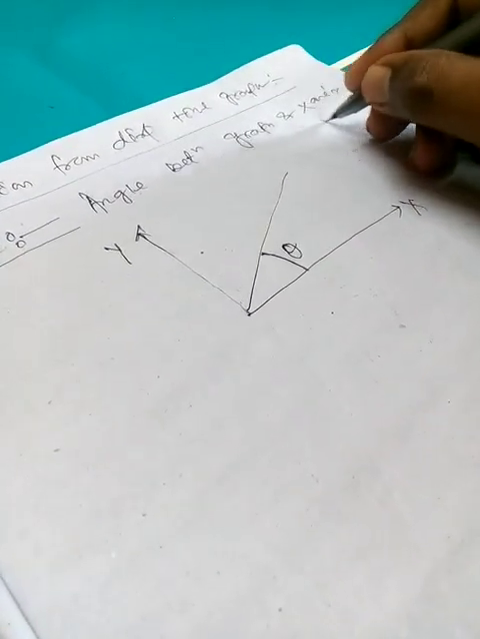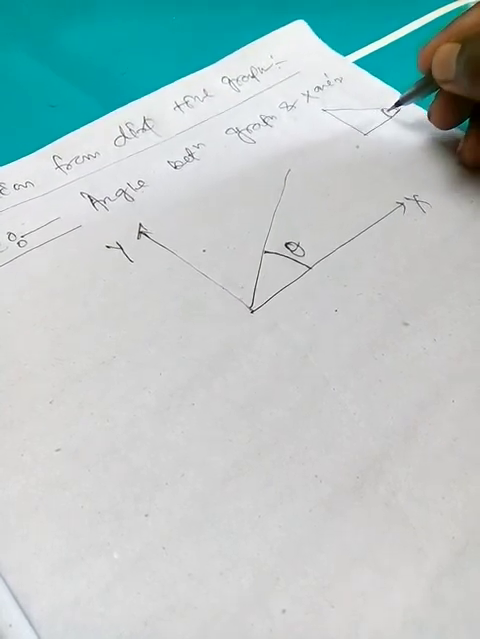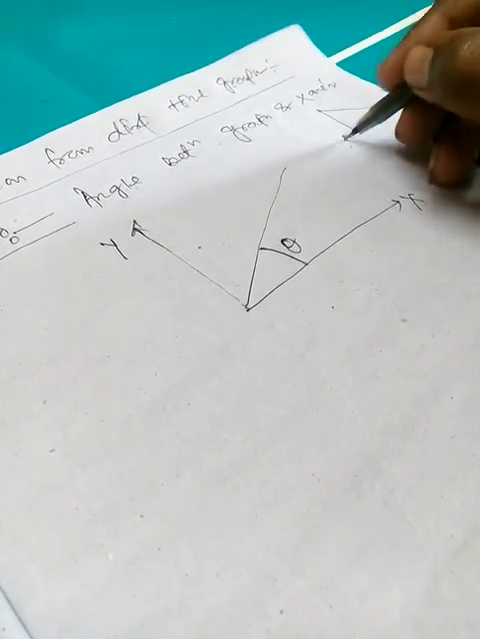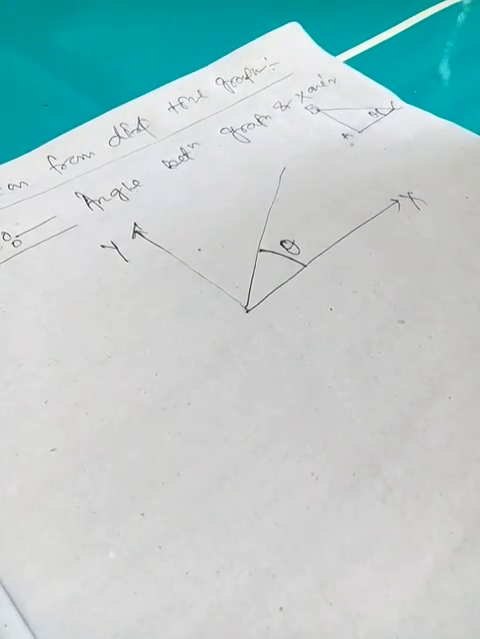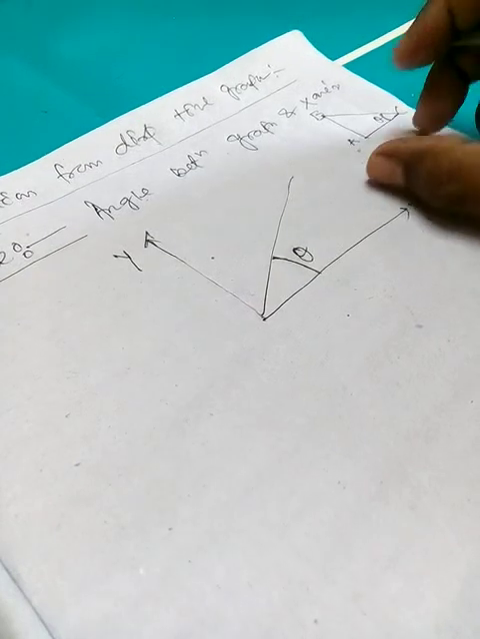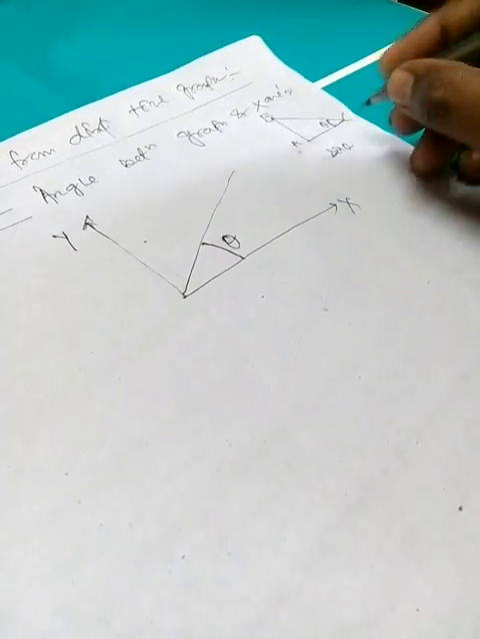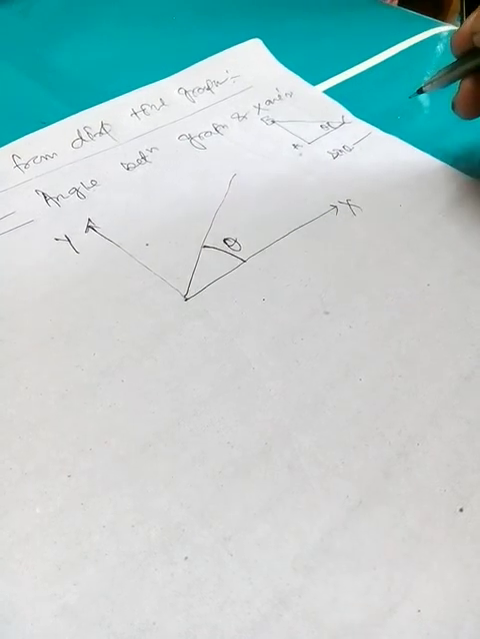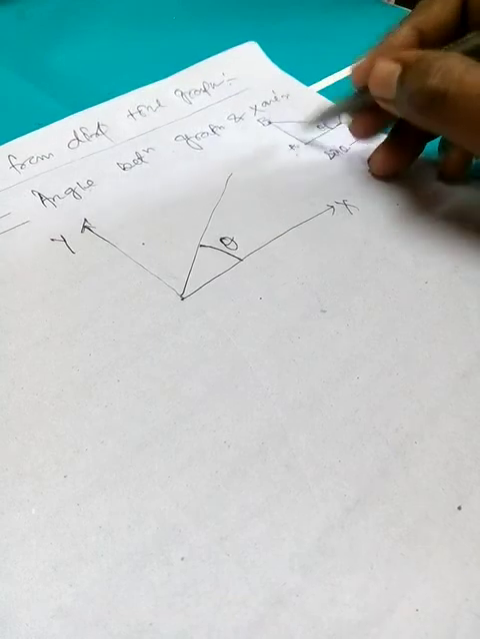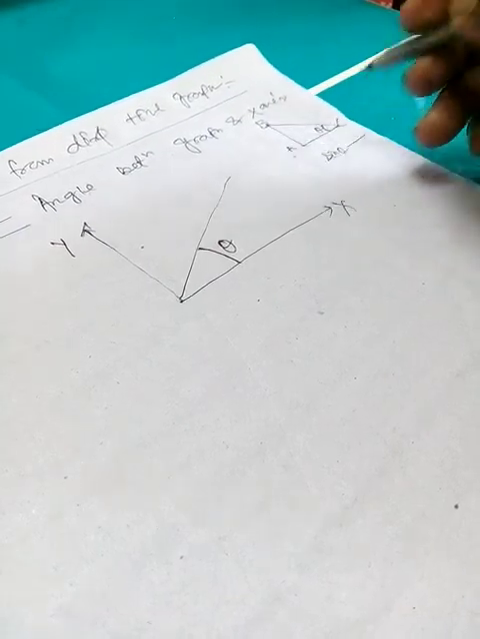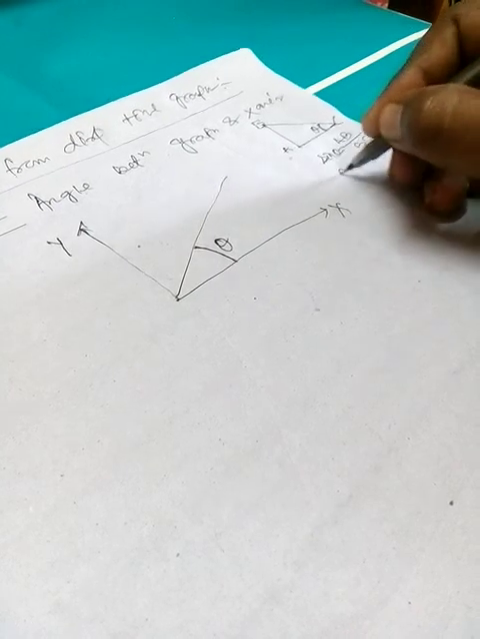So what does trigonometry tell us? Trigonometry tells us about the right angle triangle. If it is a right angle triangle ABC, and the angle is theta, then we have just learned three trigonometric identities. First one is sine theta, which is the perpendicular by the hypotenuse. If this angle is theta, then this one is the perpendicular and this is the hypotenuse. So perpendicular AB by hypotenuse BC.